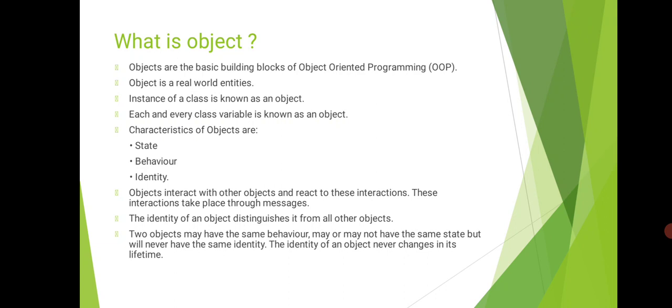Each data can be accessible within the class as well as using the class methods. So whatever you declared in the class, that is the methods, through those methods you can access the data which are present in the class, right? So objects interact with other objects and react to their interaction. Their interaction takes place through messages.